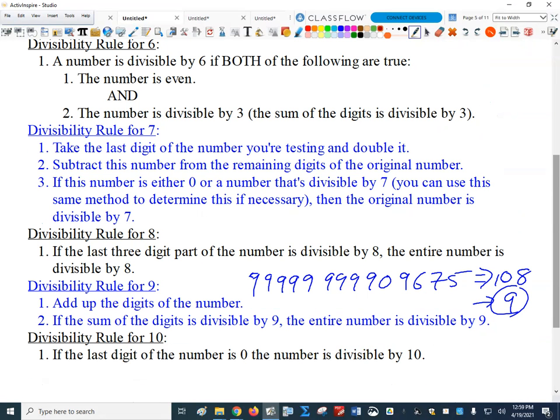7's a weird one. You may forget this one, but this always works, and it's crazy that this works. If you take the last digit of the number you're testing and you double it, subtract that from the number formed by all the remaining digits. If that new number is either 0 or a number that's divisible by 7, the whole thing is. So let's do an example. Let's make one up here.